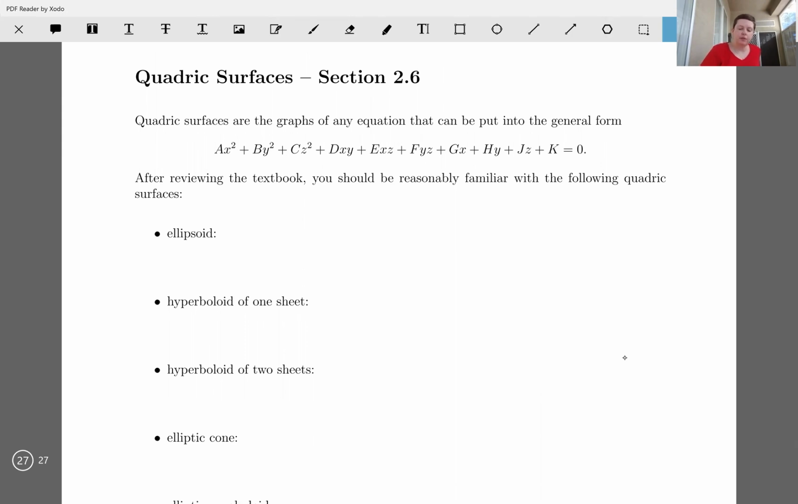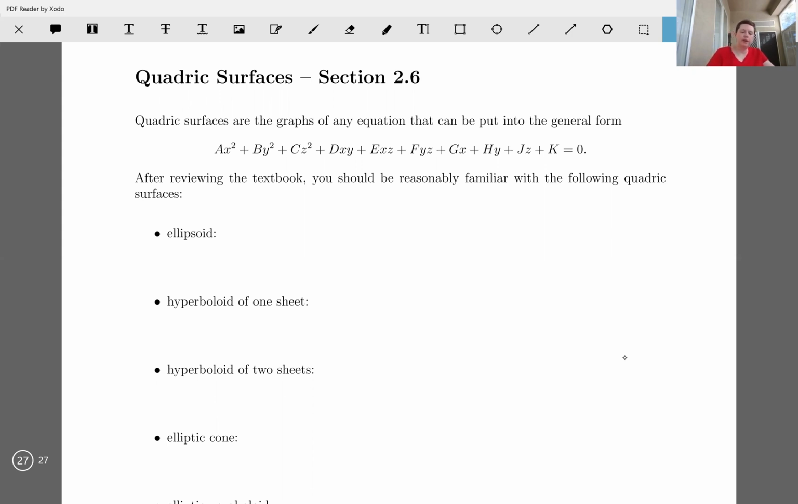So quadric surfaces are the graphs of equations that can be put into this general form. After reviewing the textbook, you should be reasonably familiar with the following quadric equations. Now I'm going to write them as if they're centered at the origin. And of course, if you have the D, E, F, G, H, J terms, then things are a little different and you have to work a little harder in terms of factoring, completing squares, etc. So again, some things that we've done before, specifically in Math 76 or in Calc 2.